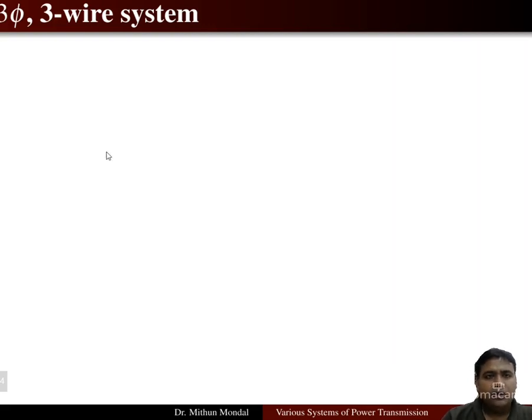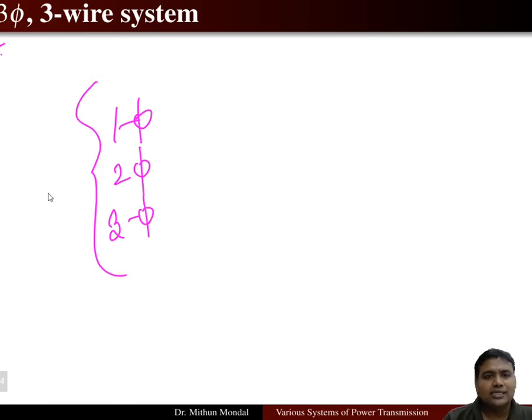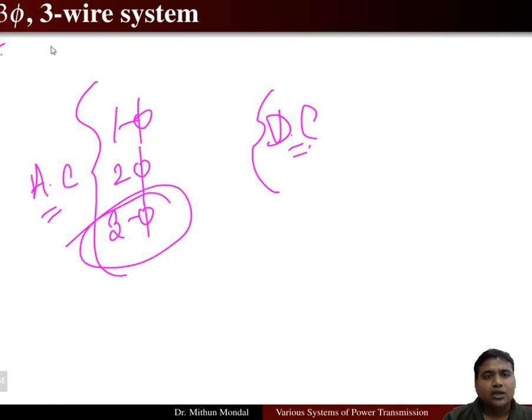Now the next case that we are going to take is 3-phase. We have covered single phase, we have covered 2-phase. Now we are entering the 3-phase. All these cases are AC. DC we have separately discussed. Now we'll discuss the 3-phase system. In the 3-phase we are discussing the 3-wire system first.